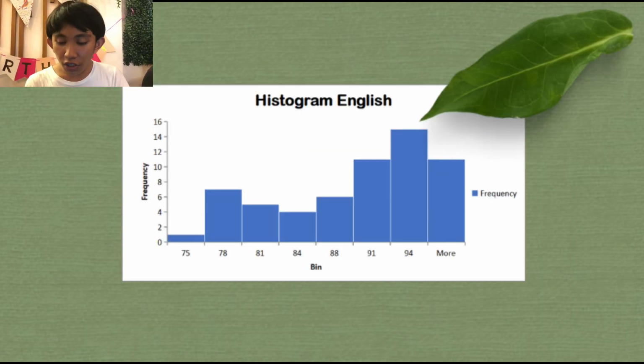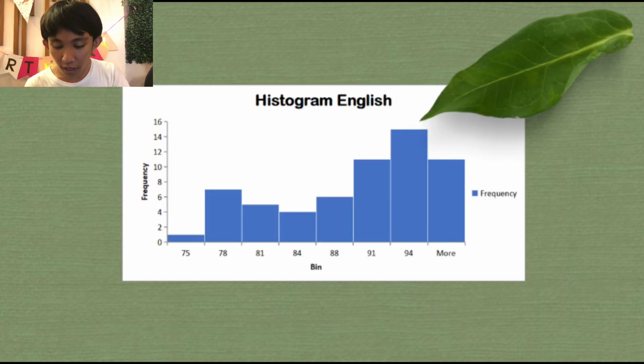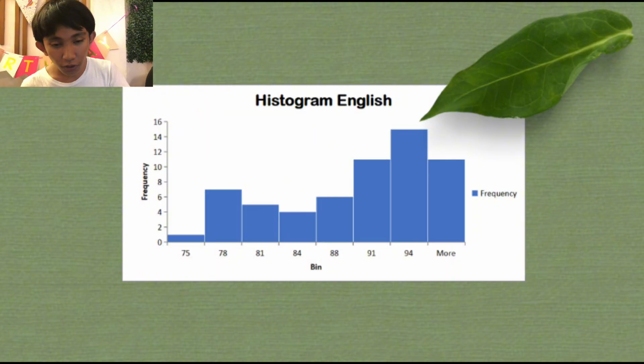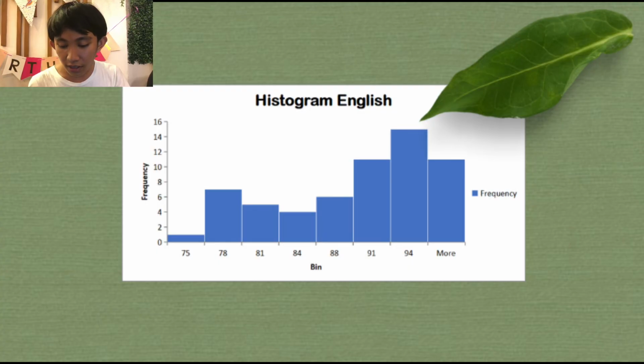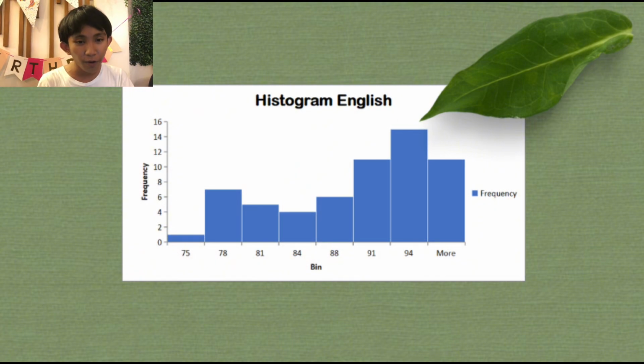So the English histogram shows the distribution of English scores. Most students scored between 88 and 94, with the highest frequency around 94. Fewer students scored in the lower ranges, indicating a right-skewed distribution with a strong overall performance.